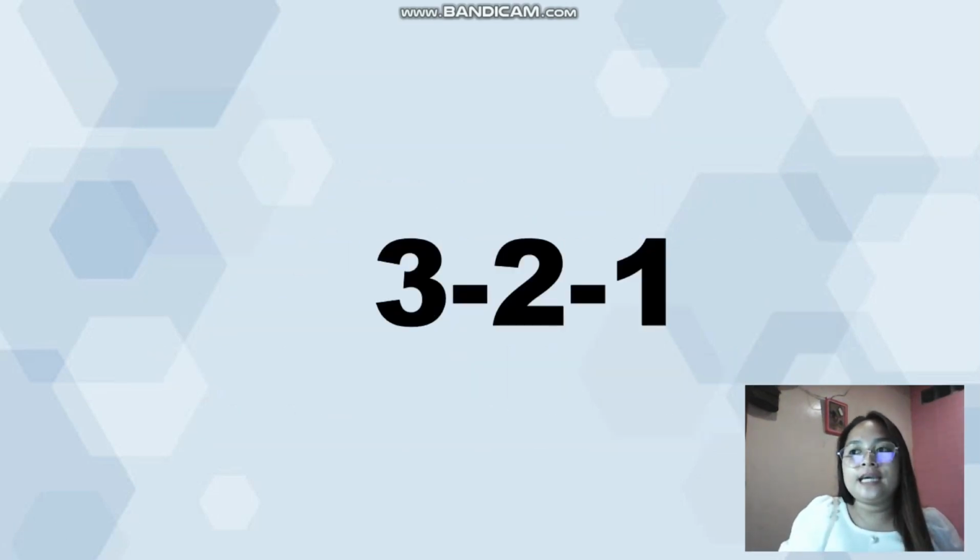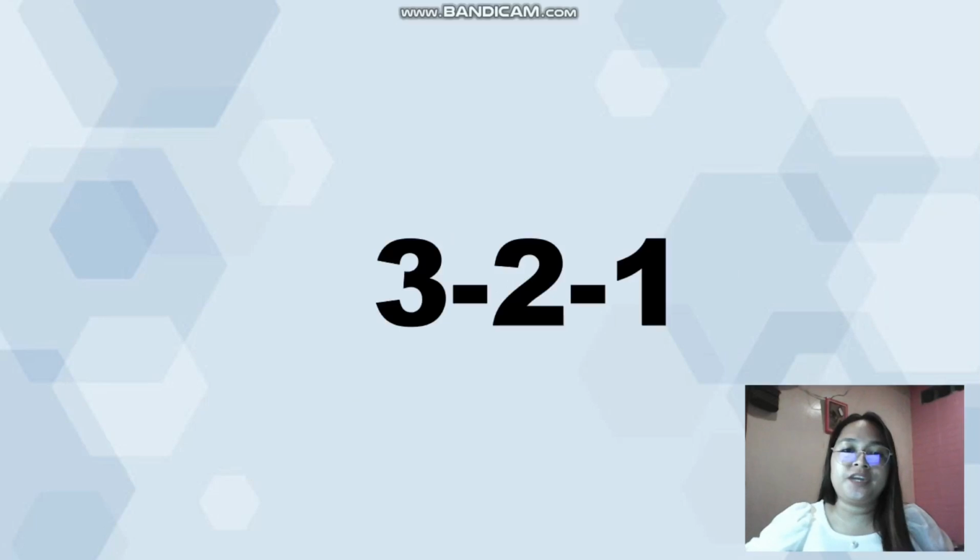Now, to finally finish our discussion this morning, let's have the 3-2-1. This is an individual activity, not in a group. So, get a 1/4 sheet of paper now. Listen, class. You need to write 3 things that you have learned, 2 things that you found interesting in our discussion, and one question that you still have in your mind. Again, 3 things that you have learned, 2 things that you found interesting in our topic this morning, and one question that you still have in your mind.